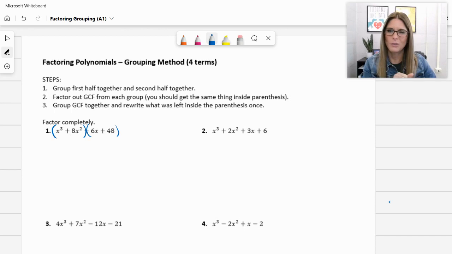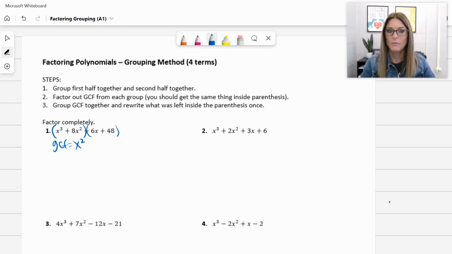Number-wise, we've got an understood 1 and an 8. There's nothing I can remove there GCF-wise, but I do have x's in common. There's 3 x's in the first term and 2 in the last, so the most you can remove from both equally is 2, okay? So our GCF of our first group is going to be x squared.